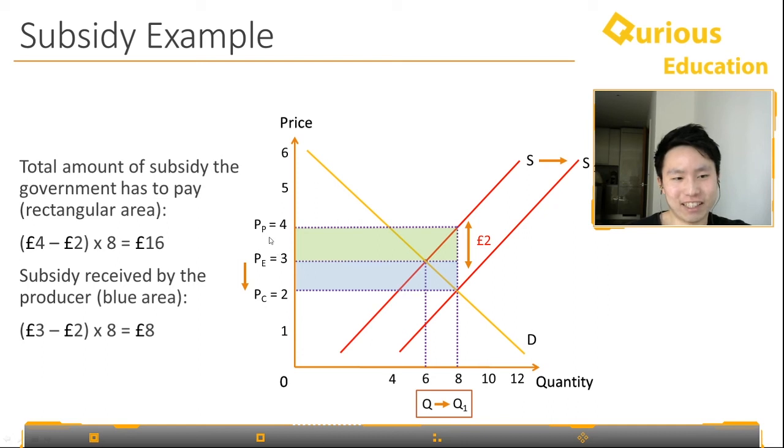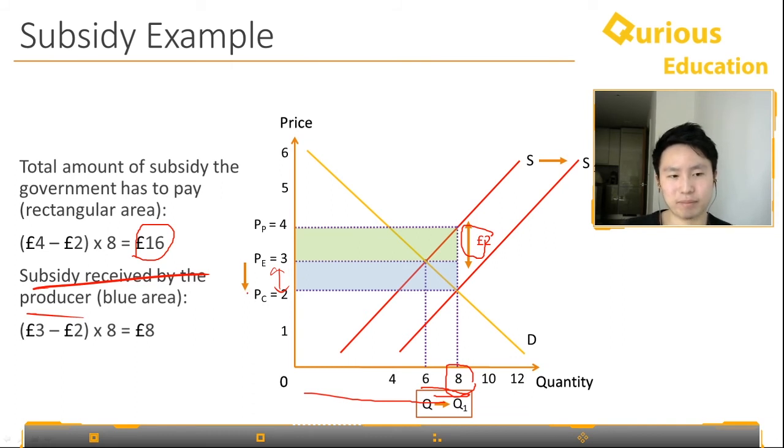So you can see here the total amount of subsidy the government has to pay. Let's say they're paying £2 for each Thai curry consumed, then it would be £2 times the increase in quantity. Not just the increase, but the total quantity, right? So £2 per Thai curry times 8 Thai curries, the government needs to pay £16 for the subsidy of Thai curries. And if we just want to see how much subsidy is received by the producer, then we just look at the vertical distance of the blue area.